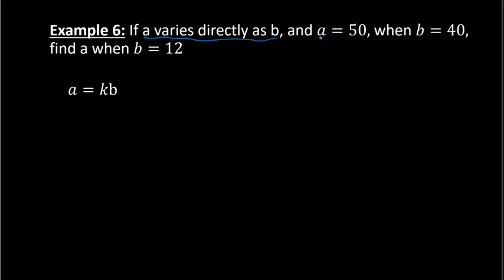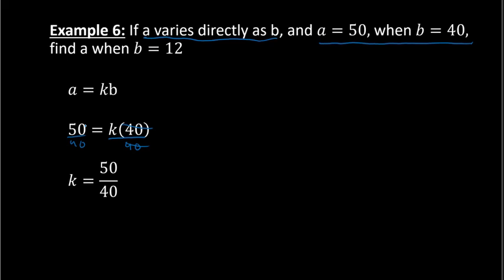And then we know that a is 50 when b is 40. So use this to figure out what is k. So this is scenario 1. So plug a 50 in for a, plug a 40 in for b. So we have 50 equals k times 40. So from here I can solve for k, and this is k times 40, so I get rid of the 40 by dividing. So the 40s will divide out. k would equal 50 over 40, which reduces to 5 over 4.